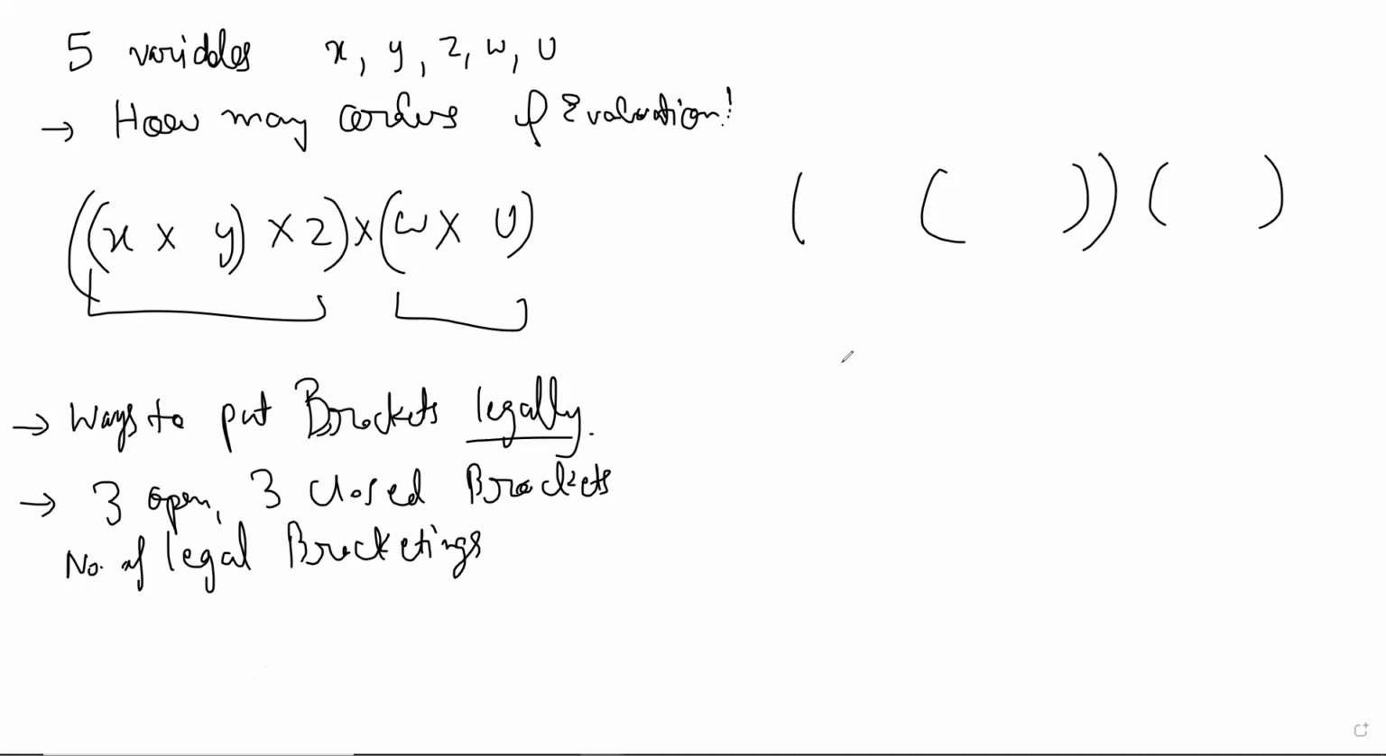What is a legal bracketing? Well, anything in which, at any stage, the number of closed brackets is never more than the number of open brackets. Yes, you have to evaluate only 2 at a time. So these are all binary bracketings for binary operations. That's why you will need 3 brackets: when you have 5 expressions, you will need 3 brackets. And then I'm asking for the number of legal bracketings.